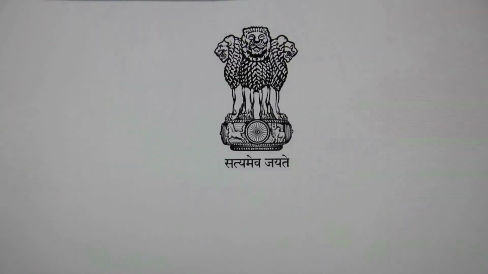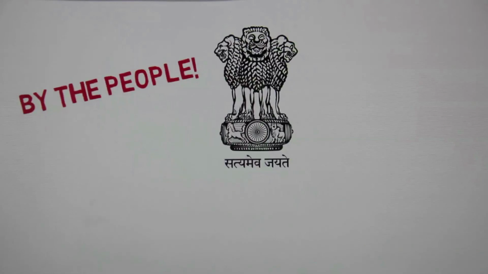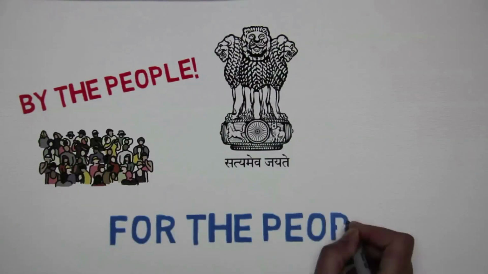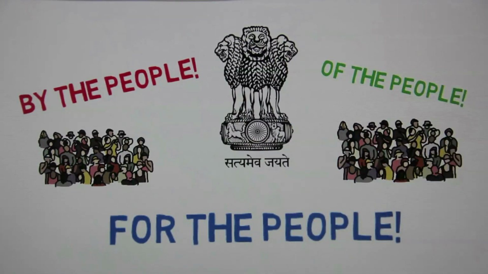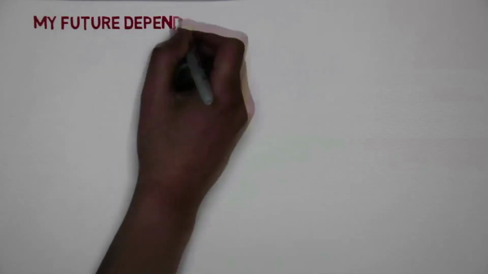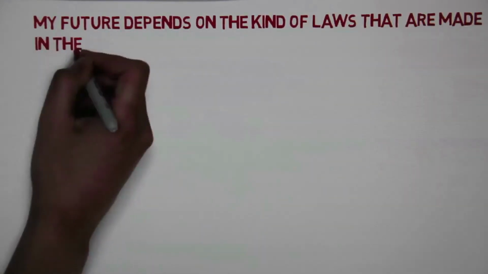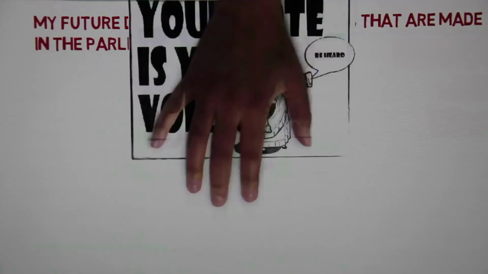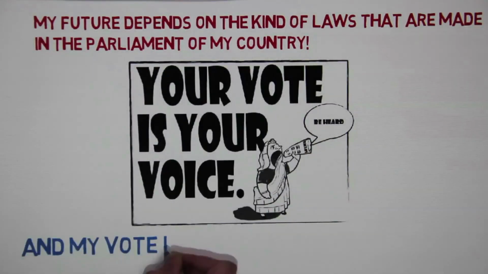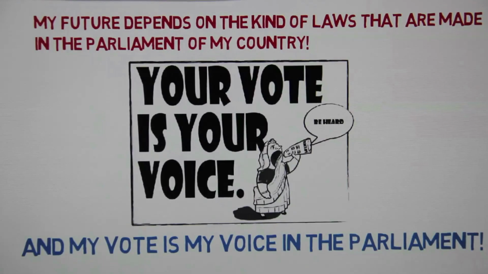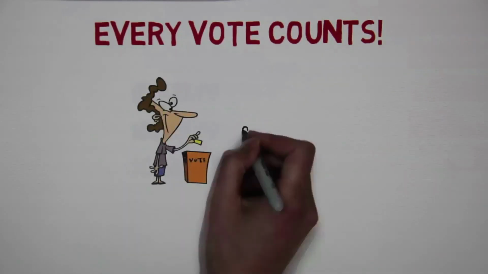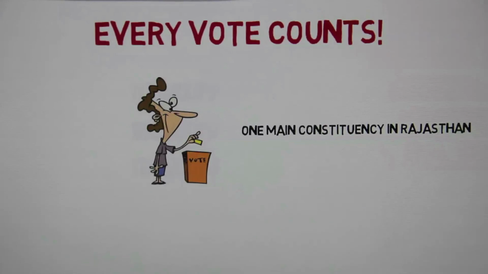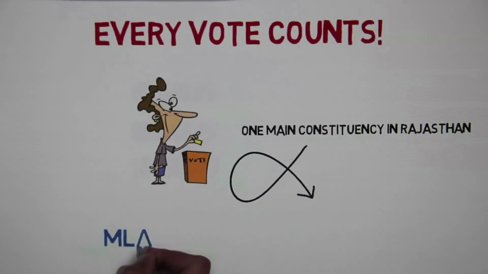Let us not forget that the government is by the people, for the people, and of the people. My future depends on the kind of laws that are made in the parliament of my country. And my vote is my voice in the parliament. Every vote counts. Let us take the example of the 2008 Assembly elections, where one of the main constituencies in Rajasthan was won by a single vote.